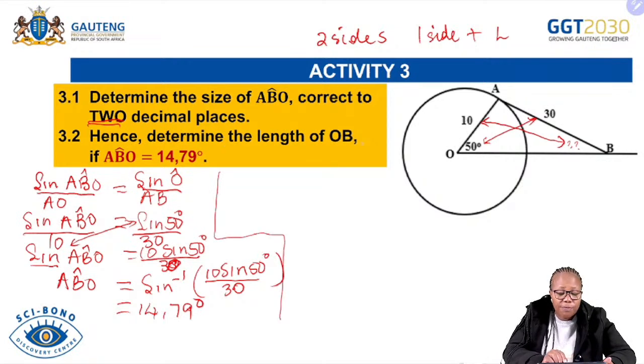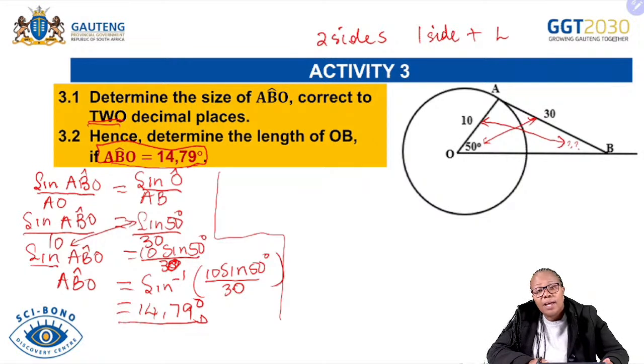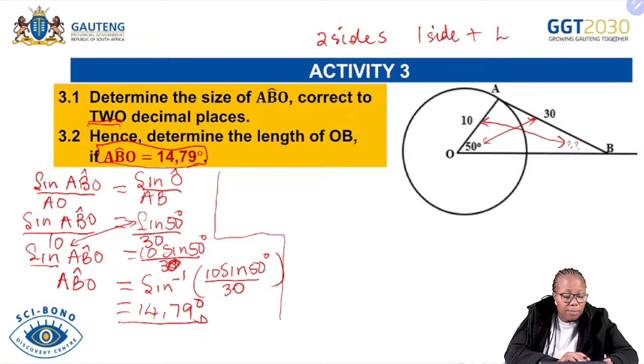Hence, determine the length of OB if ABO is 14,79. Grade 12, can you see now the answer was already given to you on the next question that the value of ABO must be 14,79. So be aware of such questions. They can also assist you to be correct when you go wrong on the previous one. Okay. And then now if we are determining, let's put in the given information first. What we have calculated, angle ABO is 14,79 degrees. And then we need to calculate the length of OB now.